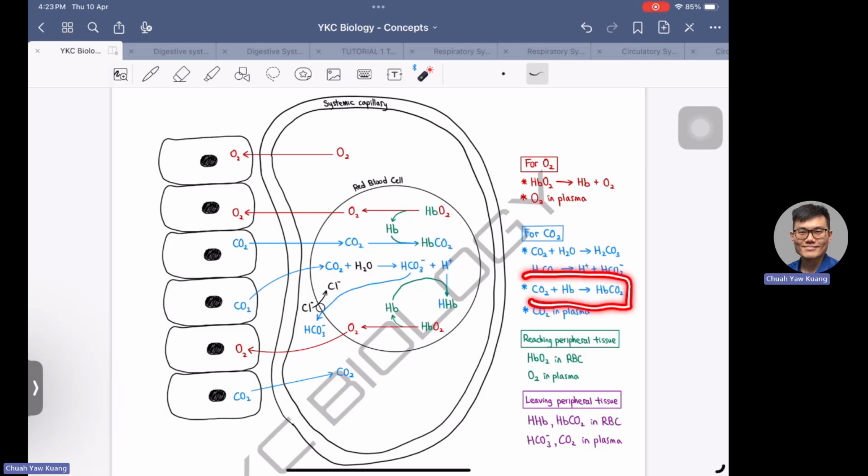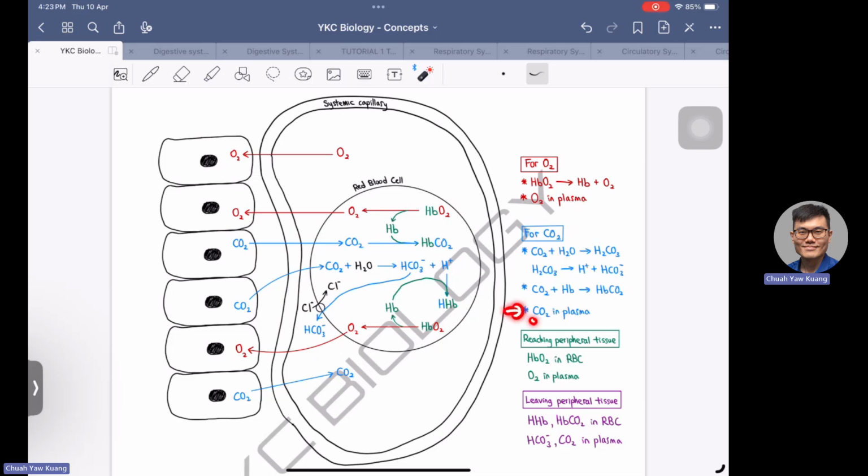But for the second pathway, where the percentage is lower than the first pathway, the carbon dioxide is loaded into the red blood cell by binding with the hemoglobin. Once the carbon dioxide diffuses into the red blood cell, some of it will bind with the hemoglobin that was released by the oxyhemoglobin just now and form HbCO2, the carbaminohemoglobin. That means this carbon dioxide will be carried as carbaminohemoglobin inside the red blood cell.